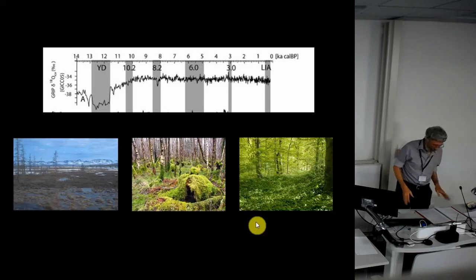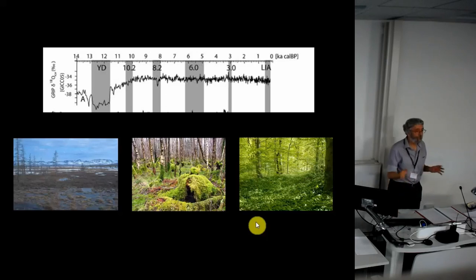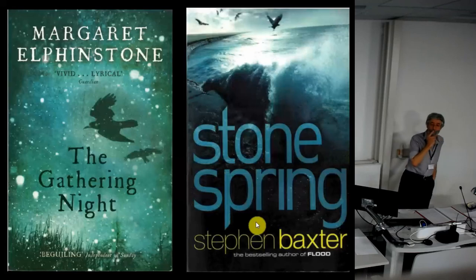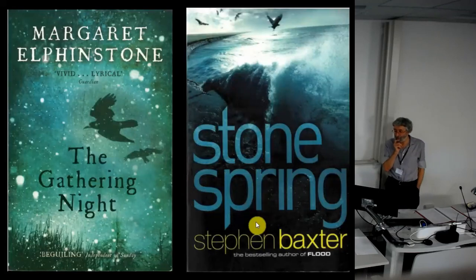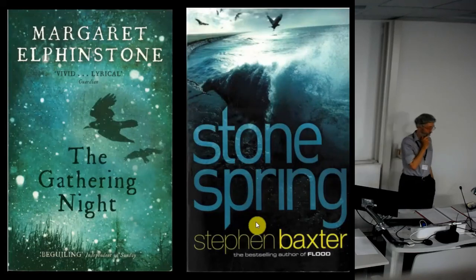Well, what I want to suggest is that we might learn from, I'm going to present you with a couple of examples of novels of fiction set in the Mesolithic of a writer's imagination. These are the two novels, Margaret Elphinstone's The Gathering Night and Stephen Baxter's Stone Spring.